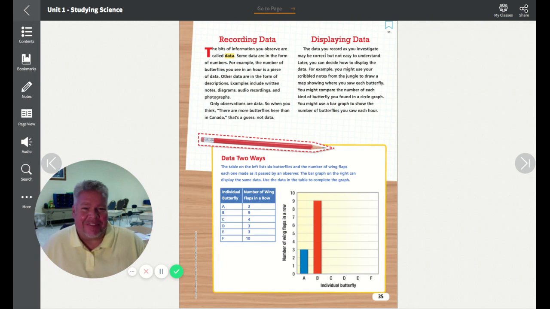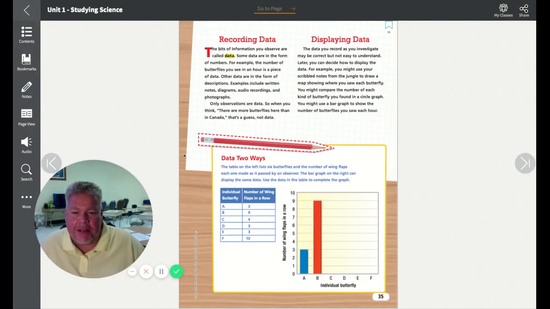Displaying data. The data you record as you investigate may be correct, but not easy to understand. Later, you can decide how to display the data. For example, you might use your scribbled notes from the jungle to draw a map showing where you saw each butterfly. You might compare the number of each kind of butterfly you found in a circle graph. You might use a bar graph to show the number of butterflies you saw each hour.